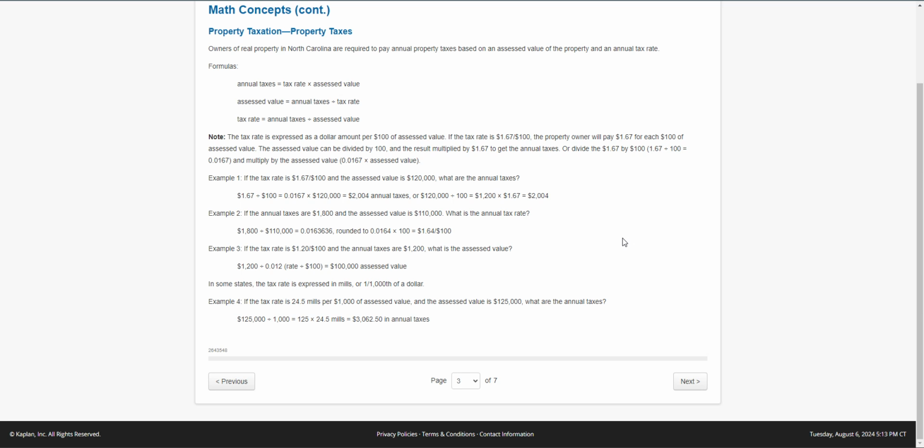Okay. Tax rate's 1.20 over 100. Taxes are 1,200. So that would be our tax rate and our annual taxes. So that would be annual taxes divided by our tax rate, which would be 0.012. 100,000. Wow.